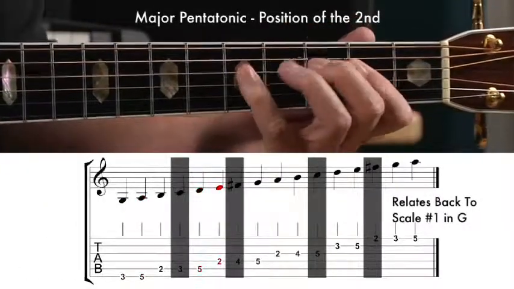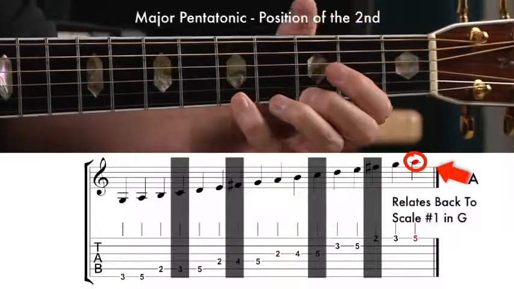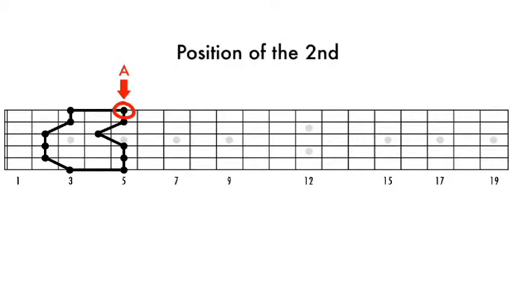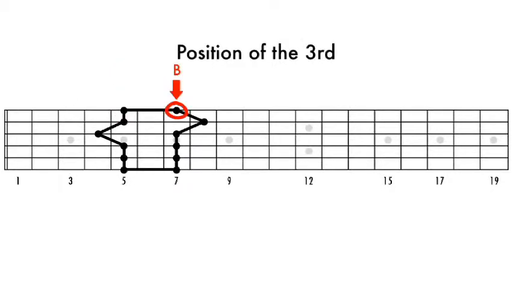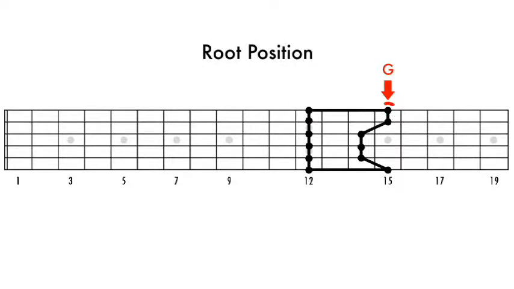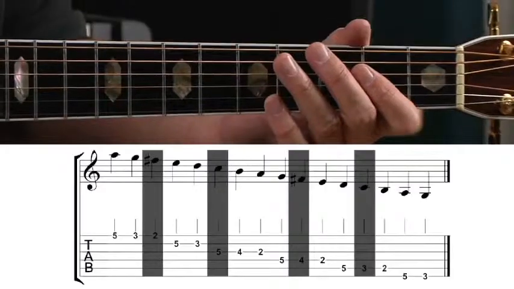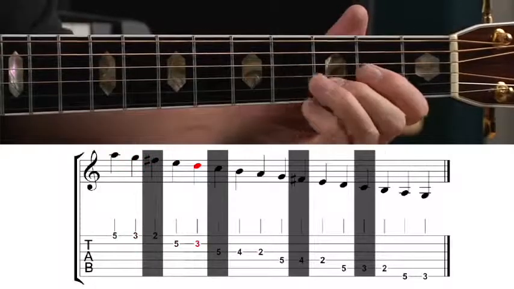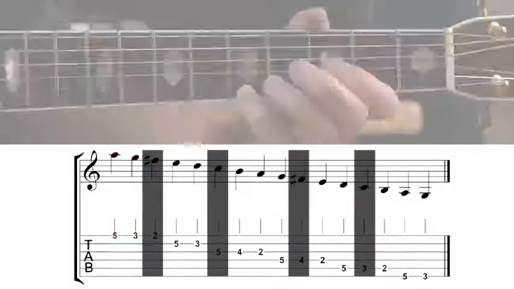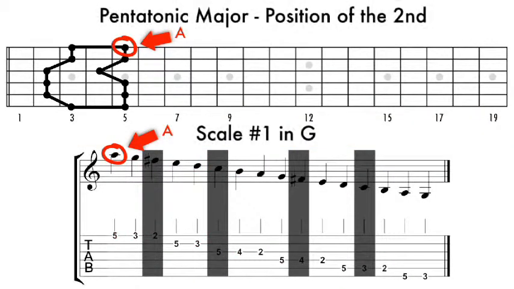So, okay, that's an A, so this is position of the 2nd. That's going to be important because you want to be able to recognize the whole shape of this vertical pentatonic scale and identify it by what position it is. If I'm playing this position, and that's the 2nd on top, I know it's a G pentatonic scale in 2nd position.